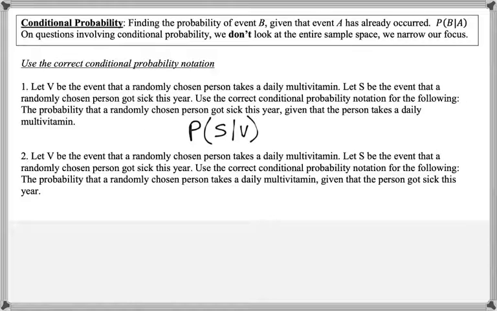And that's going to be the probability of S, and then the line, and then V. And that's because we already know that the person takes the multivitamin.